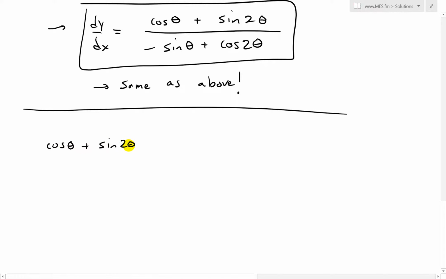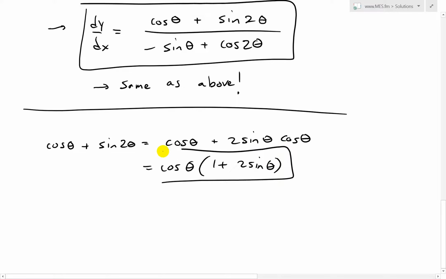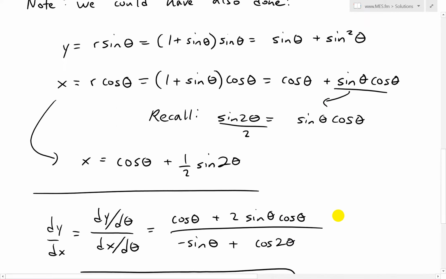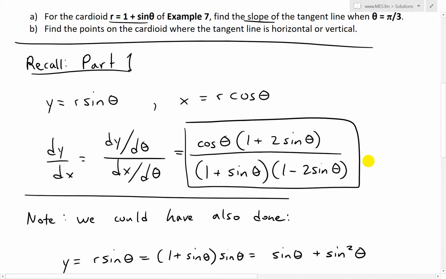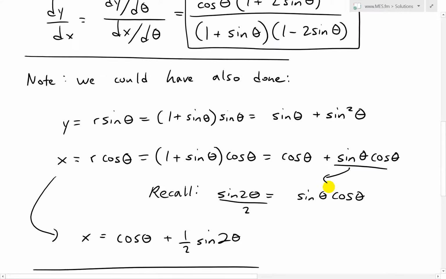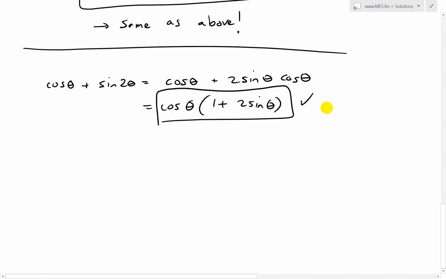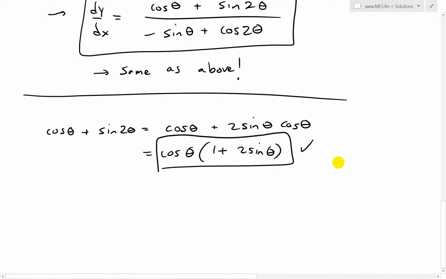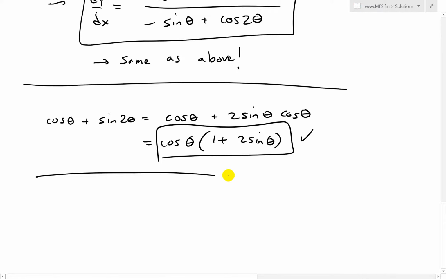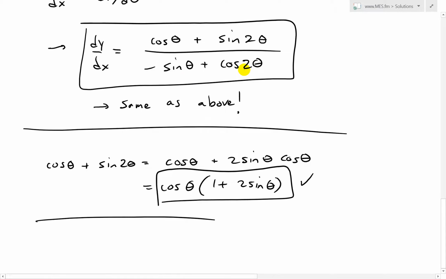So cosine 2 theta equals 2, expand this one, cosine theta plus 2 sine theta cosine theta, then just factor out the cosine theta like that. Then we have a 1 plus 2 sine theta, which is the exact same as the numerator above here. So we got that part correct. Now we just need to find those two factors at the bottom, 1 plus sine theta and 1 minus 2 sine theta. So if we look at the denominator there, we have this negative sine theta plus cosine 2 theta.